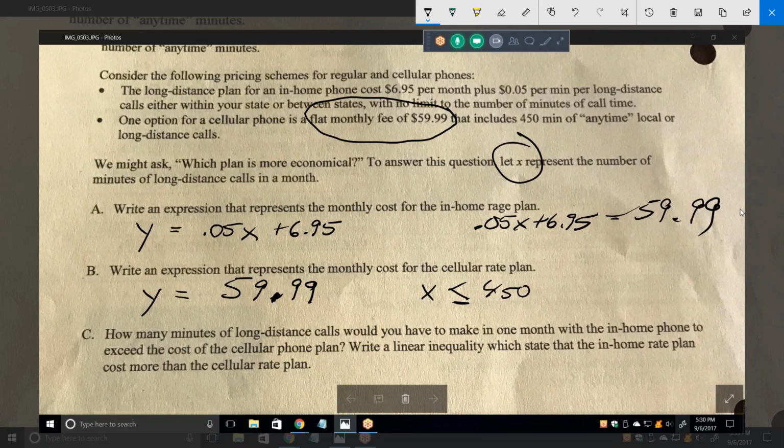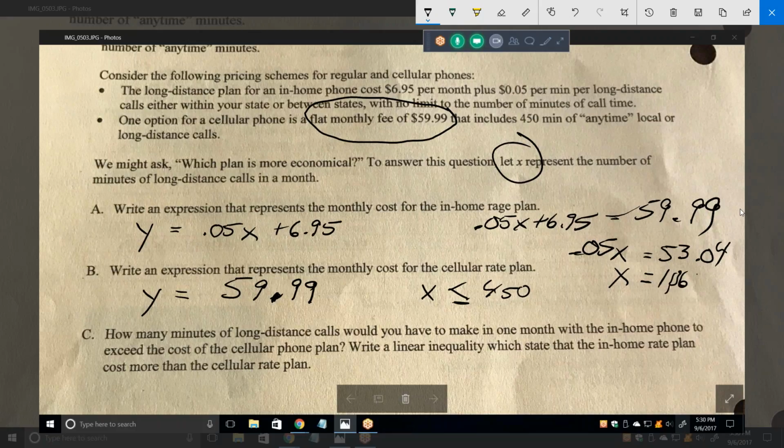So 0.05x equals 53.04. Can you divide that by 0.05 for me? And remember, you're dividing by 0.05. Right now, 0.05 is a multiplier, so you've got to divide both sides by 0.05. And then you get 1060.8.